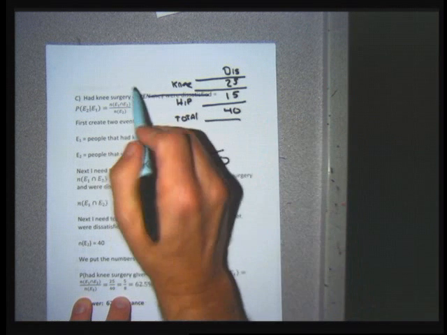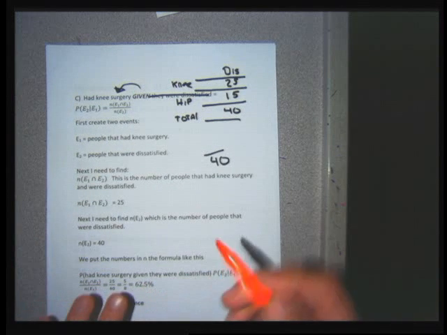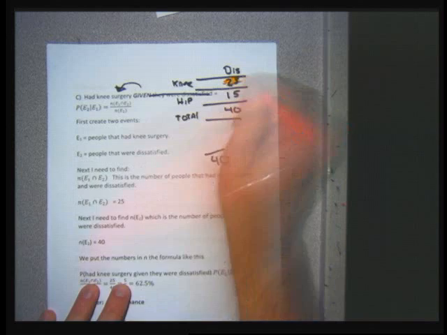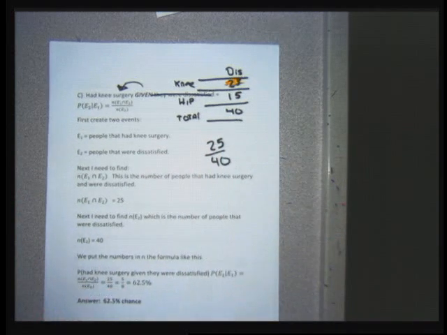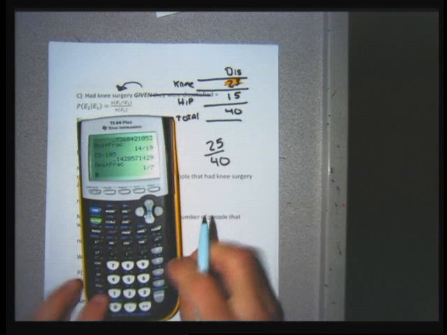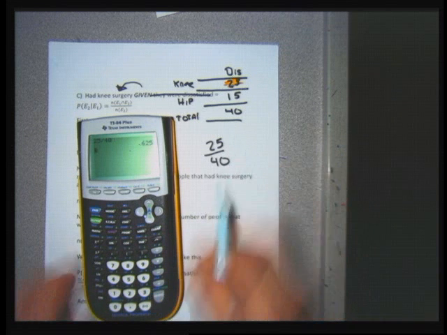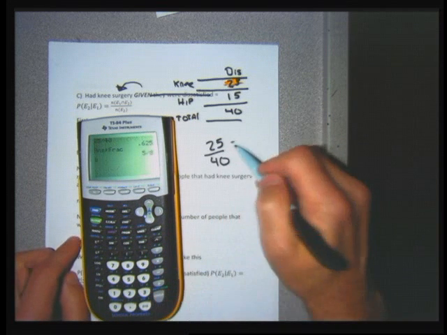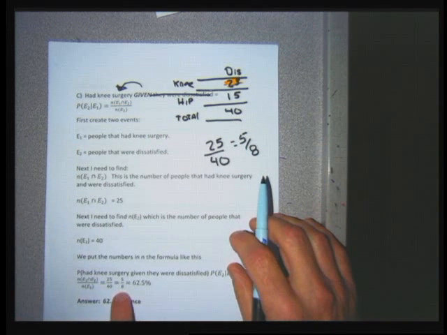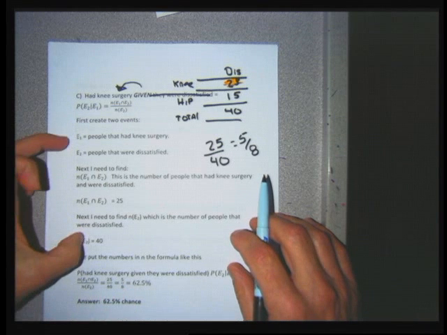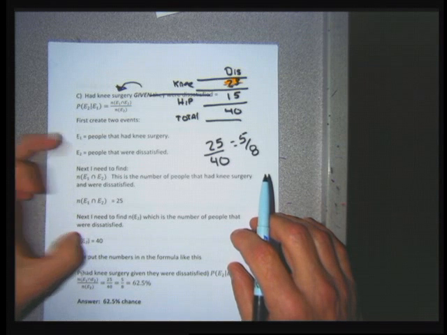Now I look to the left of the word given. To the left of the word given, I see they've had knee surgery. So within the dissatisfied column, I want to isolate how many had knee surgery, and it's 25. So the numerator is going to be 25. 25 divided by 40 equals 62.5%, or 5/8. This is how we're going to handle the table problems. We've got exactly the same problems. Again, this write-up would probably be nice if we were getting higher in math and needing the symbolism, but I think it's a little much for right now.